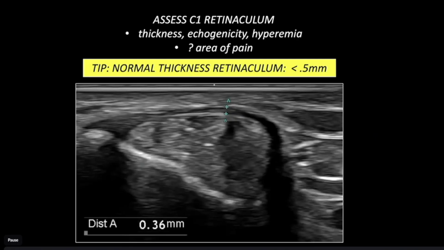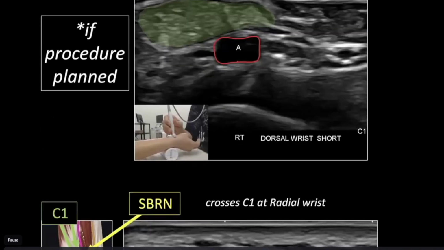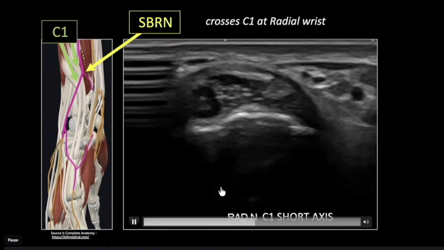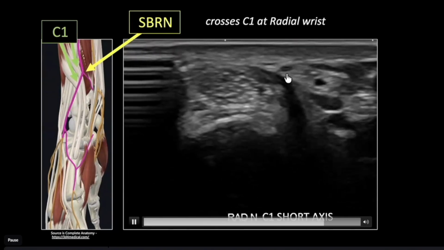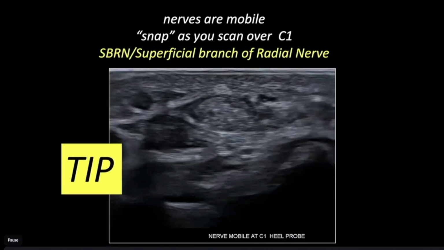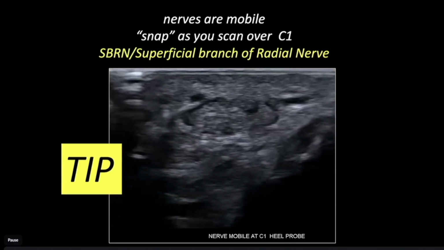Easy to eyeball it. Take note of where that radial nerve, the superficial branch, is and the location of the radial artery. Especially if you're performing a procedure, nobody wants to skewer that nerve. It crosses over compartment 1 at the radial wrist, and you can see this tiny little fascicle here is one of the fascicles of that nerve. Nerves are mobile. You may feel a snap as you're scanning over compartment 1. Often that's the nerve.